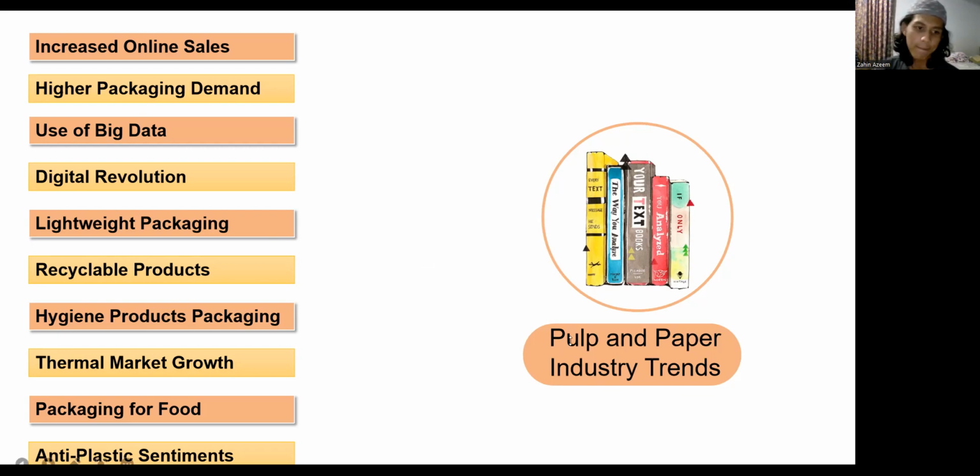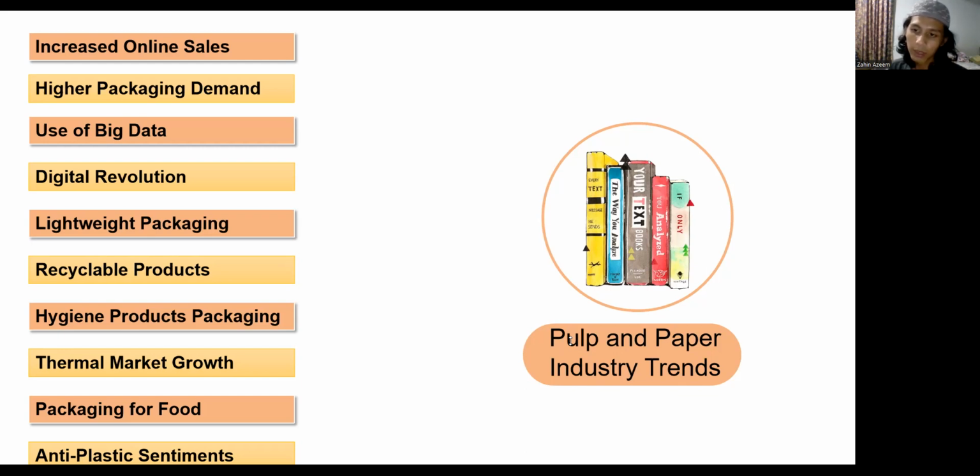So next is hygiene products packaging, also a new trend for the paper industry that will continue to increase the growth of hygiene products and the subsequent need for packaging. This includes, for example, toilet paper, wipes, tissues, and paper towels.